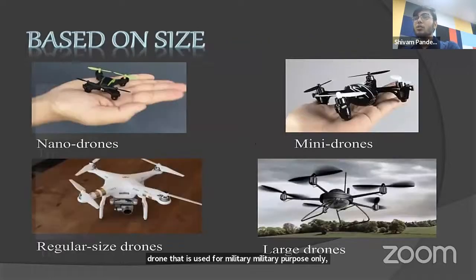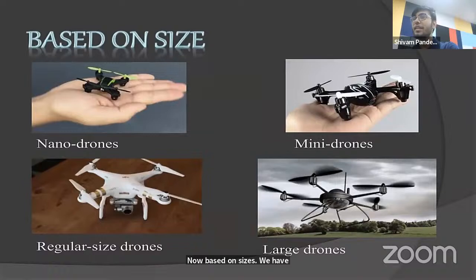Now, based on sizes, we have nano drones, which are small in size. We have mini drones, which are a little bigger than nano drones. Then we have regular size drones, and we have large drones that are used for military and agricultural purposes.